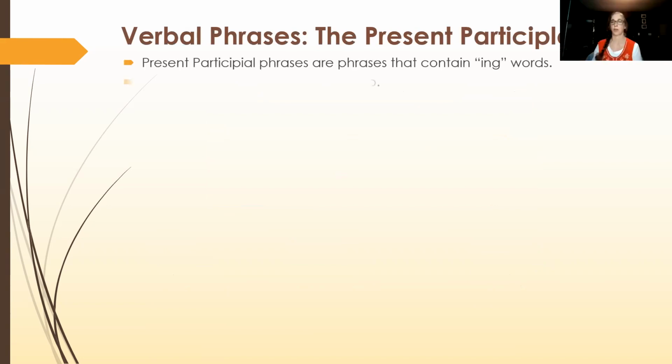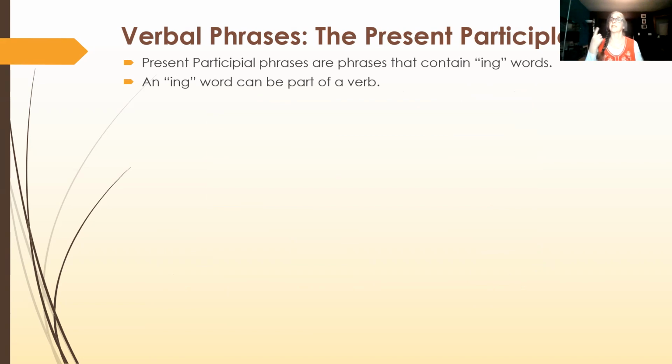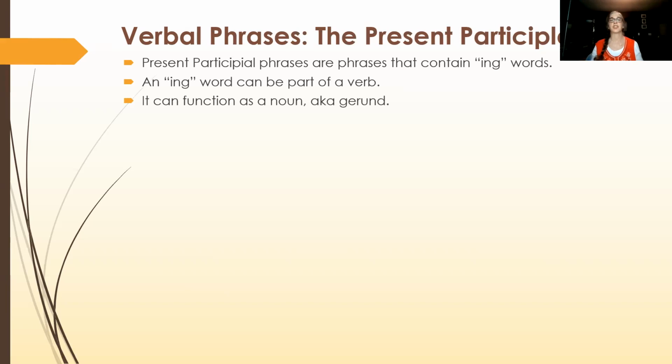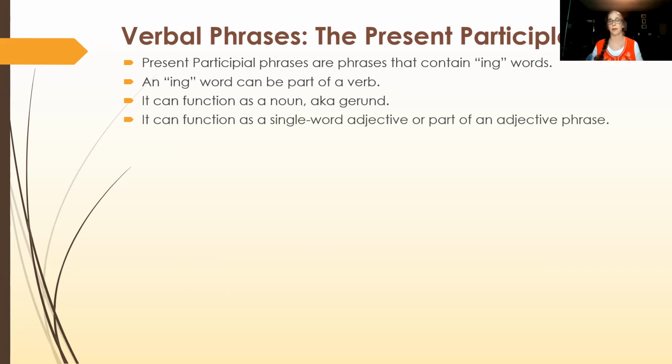Present participle phrases are phrases that contain -ing words. Now, here's an interesting thing about present participles. Remember how our infinitives could either be a noun or an adjective phrase? Well, our present participles can be three things. It can function as a noun. It can be part of a verb. It can function as a single word adjective or part of an adjective phrase.